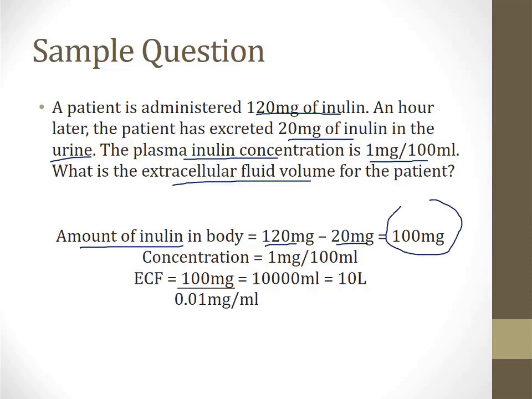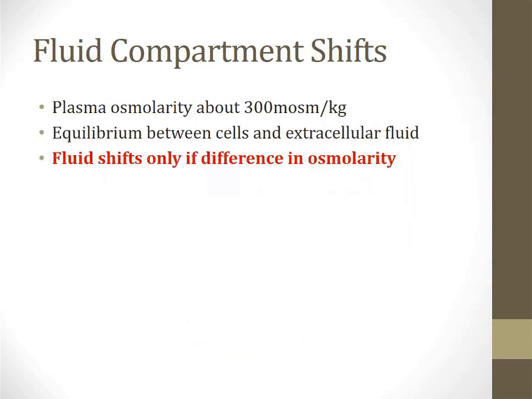The steady state concentration they tell you is 1 milligram per 100 milliliters. That means that the extracellular fluid volume, which is what they're looking for in the question, is 100 divided by 0.01 milligrams per milliliter, or 10,000 milliliters, or 10 liters. It's a lot of numbers, but very simple math gives you the answer to these types of questions. Now let's talk about how fluid volume shifts between the different spaces in the body. You should be aware that plasma osmolarity is about 300 milliosms per kilogram, and there is an equilibrium established between the fluid inside of cells and the extracellular fluid.